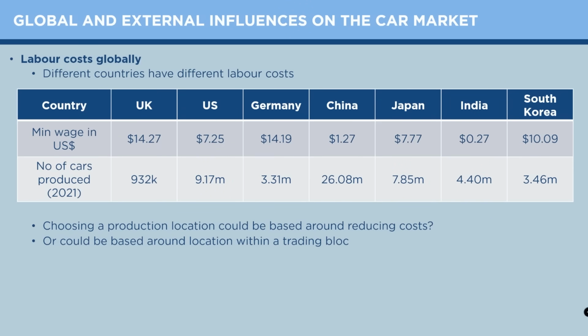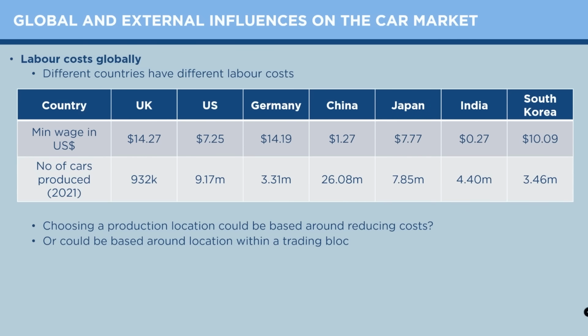In terms of global and external influences, we've got labor costs globally. Different countries have different labor costs, so choosing a production location came up already, I think in paper 1. Maybe that's not going to be the focus here, but if you think about the minimum wage in certain countries in US dollars, you can see how much cheaper it is to produce cars in certain areas.